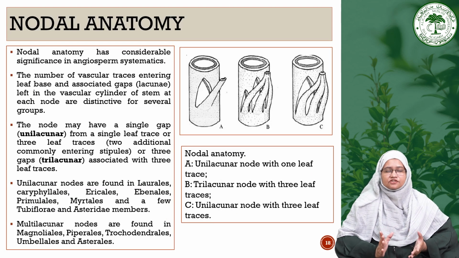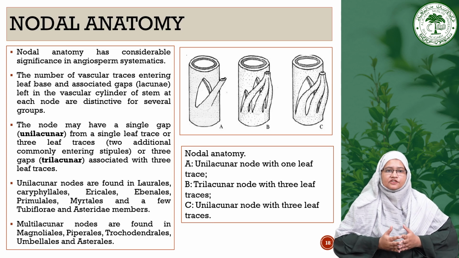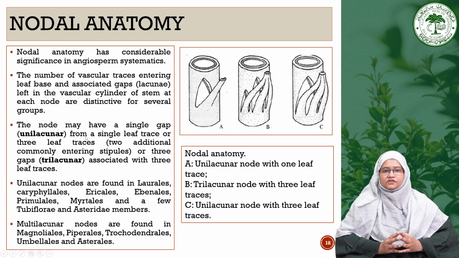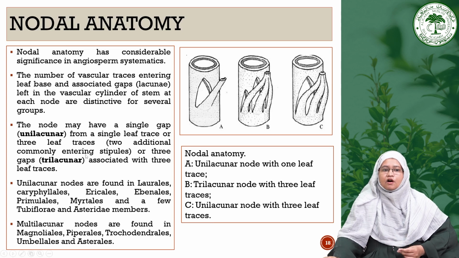Now moving towards the next important characteristic, that is the nodal anatomy. Nodal anatomy has considerable significance in angiosperm systematics, and it also helps in identifying primitive and advanced groups. The number of vascular traces entering the leaf base and the associated lacunae left in the vascular cylinder of the stem at each node are distinctive for several groups. The node may have a single gap, termed unilacunar, with a single leaf trace, or it may have 3 leaf traces, or it may have 3 gaps, as you can see in this, termed trilacunar, associated with 3 leaf traces.